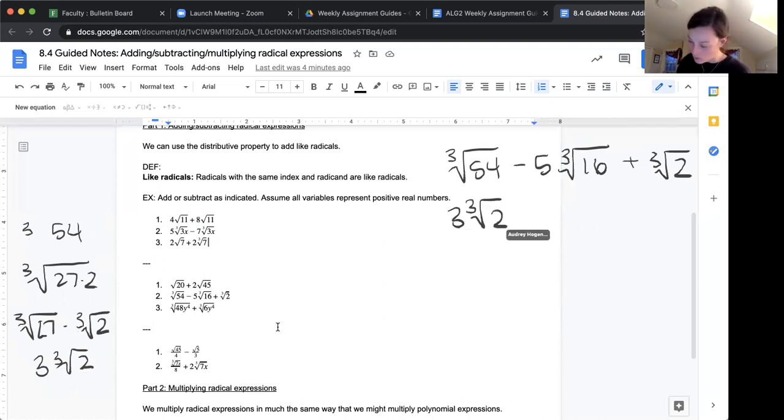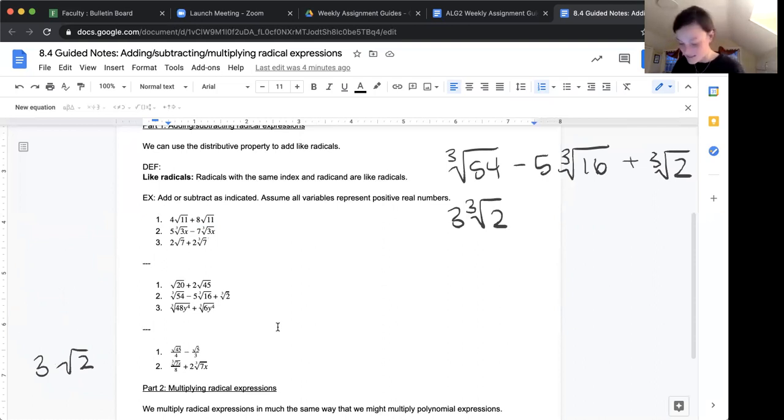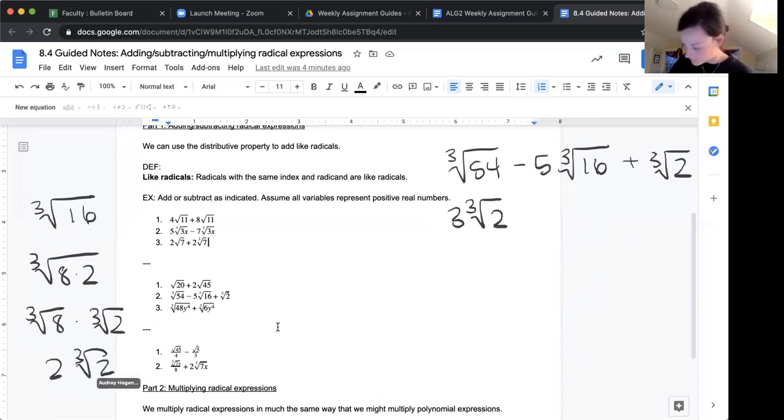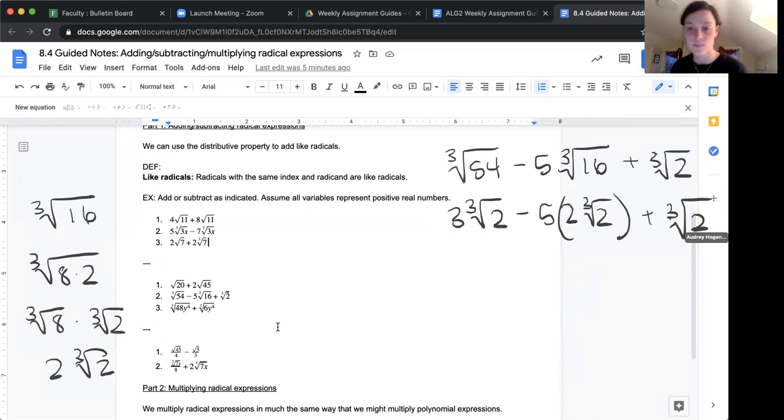Then we want to look at the cube root of 16. The largest perfect cube that divides into 16 is going to be 8. So I can rewrite this as the cube root of 8 times 2, which is equal to cube root of 8 times the cube root of 2. Cube root of 8 is 2, so I'm going to have 2 times the cube root of 2. So minus 5 times the cube root of 16 was simplified to 2 cube root of 2, plus the cube root of 2. There's no way I can simplify that last piece anymore.